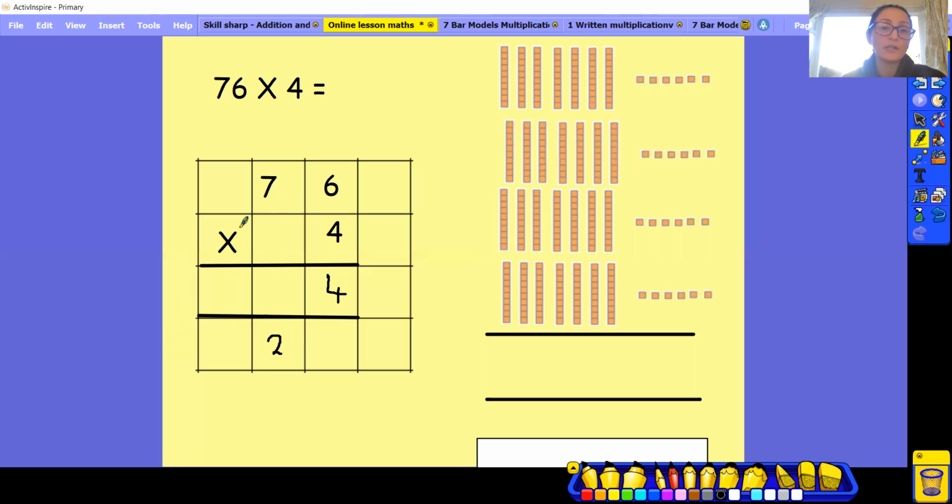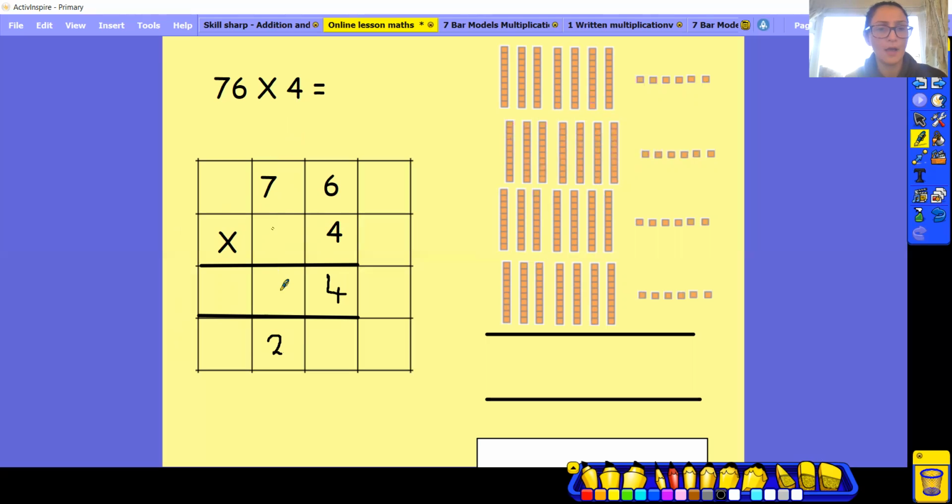I'm not quite done yet because I need to go to my tens column. So I do 7 times 4. And if you're not quite sure again, you can do your 4 times 7. I'm going to do my 7 times 4 because I know it's much easier. So I go 7, 14, 21, and 28.